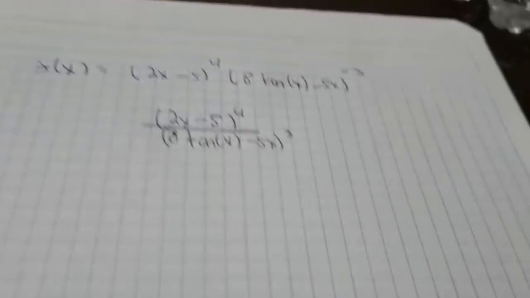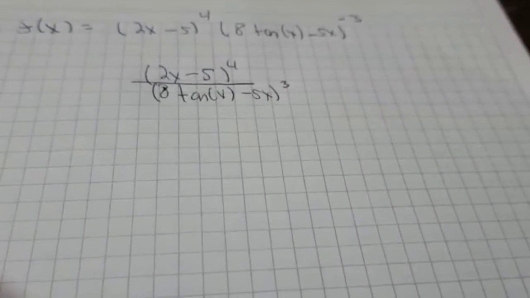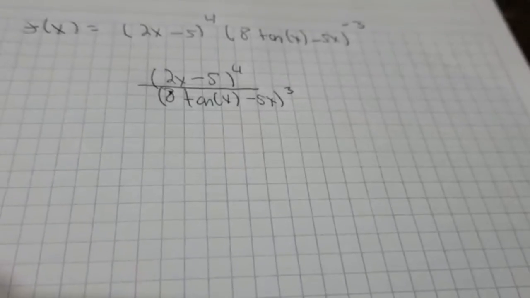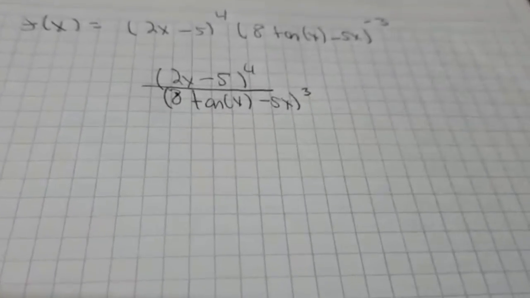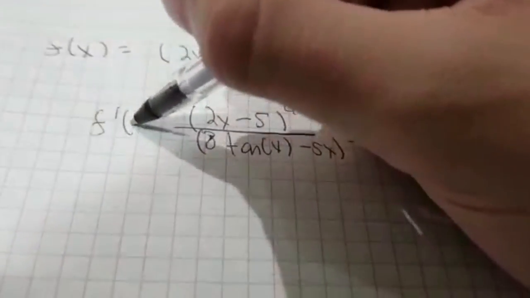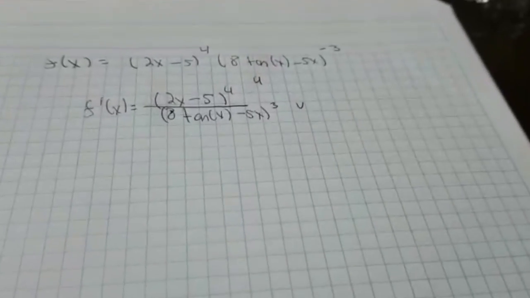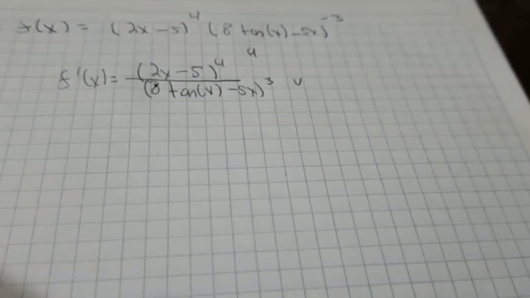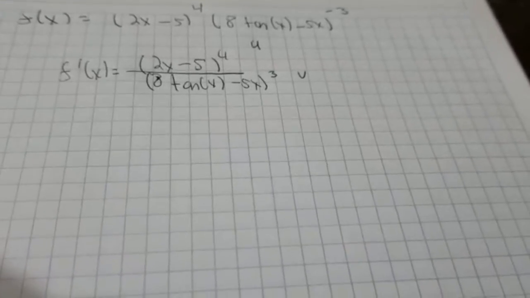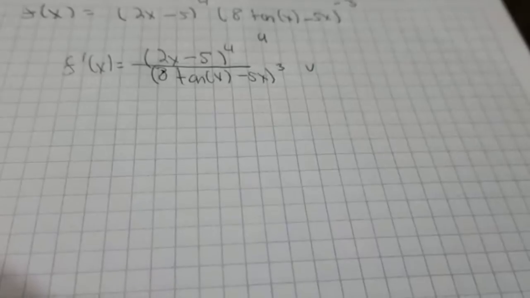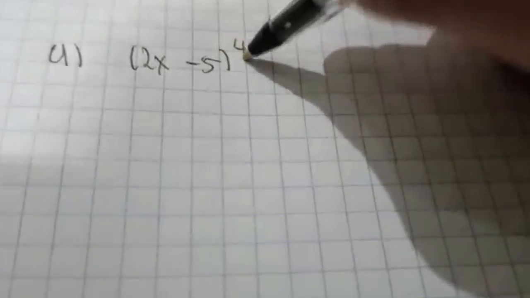Then, to make it easier, we will have to use the quotient rule. For the quotient rule, this part is going to be u and this is going to be v. We have to remember that we have to put this in place when we're derivating. And the next part, we will see the derivative of each one. For example, u is 2x minus 5 to the 4.